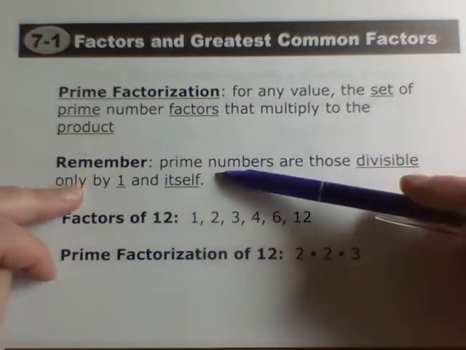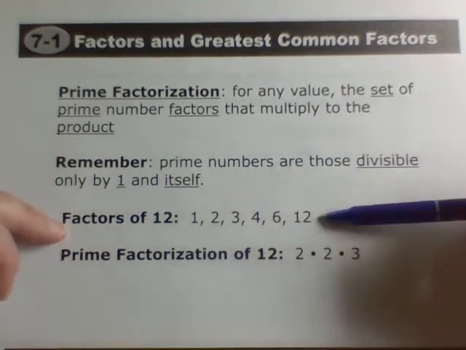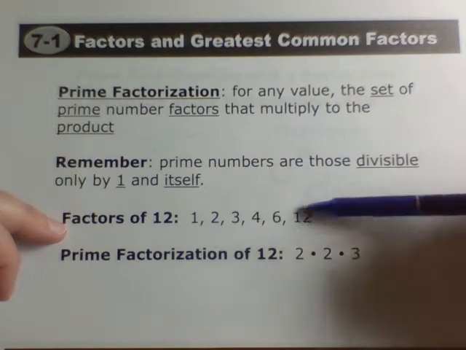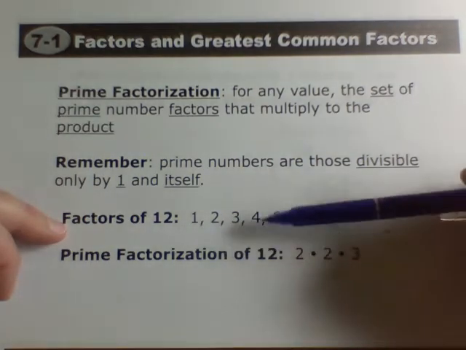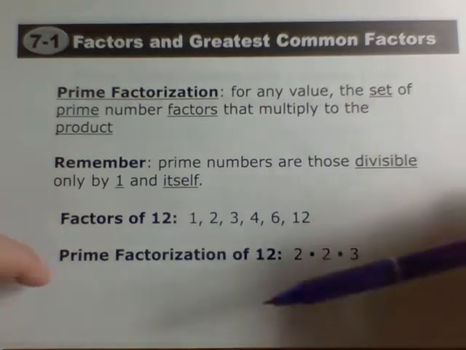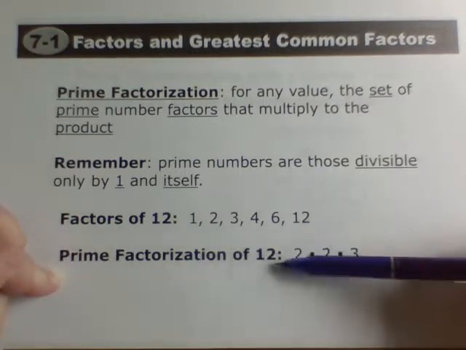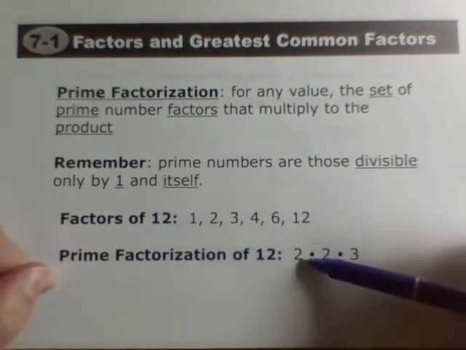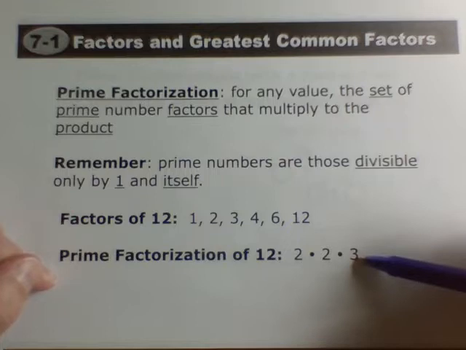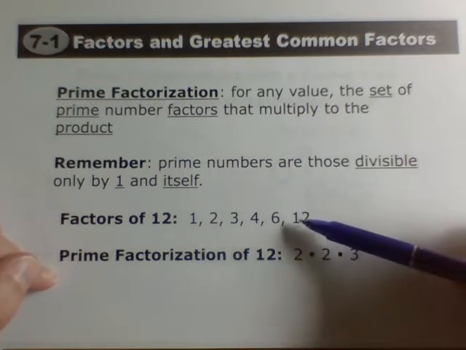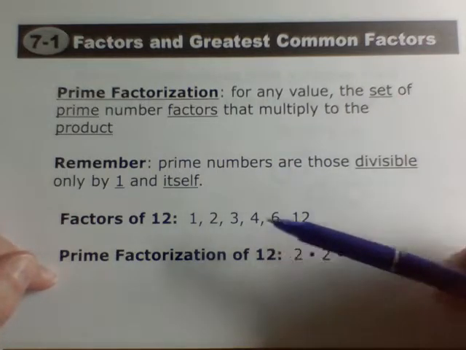So again, here's our definition of prime. Here's the factors from the last example that we had. Remember that 1 times 12 makes 12, 2 times 6 makes 12, 3 times 4 makes 12. But the prime factorization of 12 is actually 2, 2, and 3. Because if we take each of these numbers here, 12 is not prime, 6 is not prime.